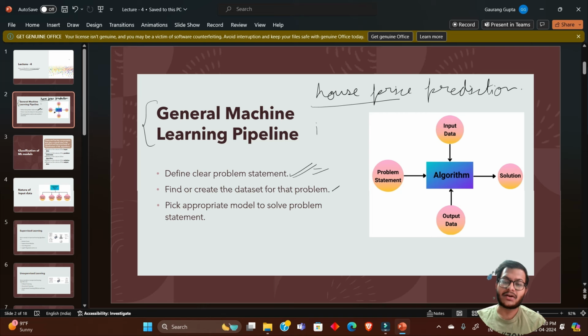Then you have to find or create a very good data set for the problem. For example, if you are creating one, using this house price example, what will you look at? What is the size of the house? Location is a very important factor, for example whether it is near hospitals, schools, different markets. So that is also an important factor.